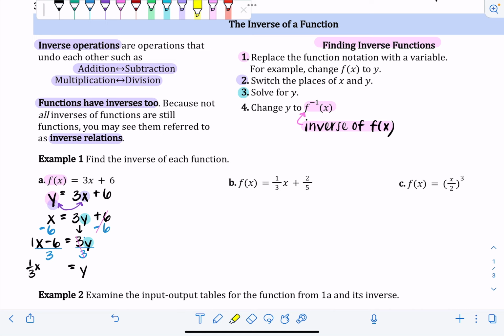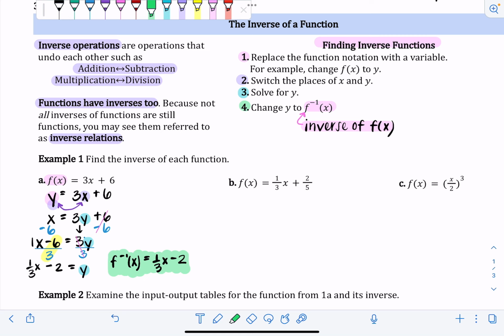And then the second part would be -6 divided by 3, so that would be -2. So we have y by itself, so we're done with step 3. Step 4 is to change y to the inverse of f of x, and we also want to write that part first, to the left of the equal sign. So the inverse of f of x equals 1/3 x minus 2.